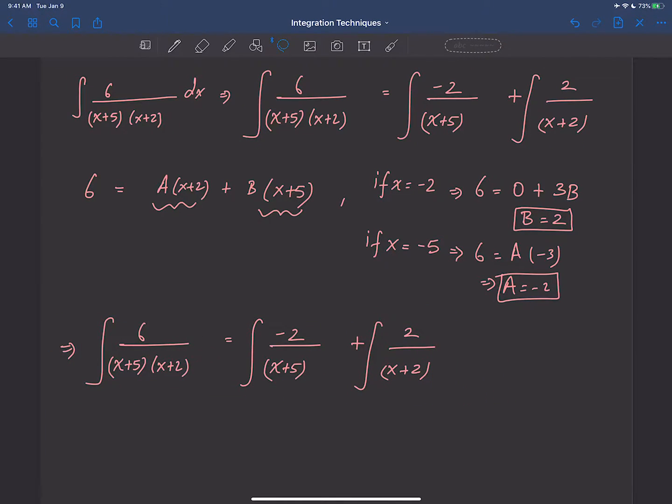Knowing this, what you can do is factor out the -2. And the integral of 1 over x plus 5, by chain rule, is ln of x plus 5 divided by the derivative of x plus 5, which is 1. And then over there, you can factor the 2 outside. So the integral of 1 over x plus 2 is ln of x plus 2 divided by the derivative of x plus 2, which is 1, plus c. So that's how you solve this problem again.